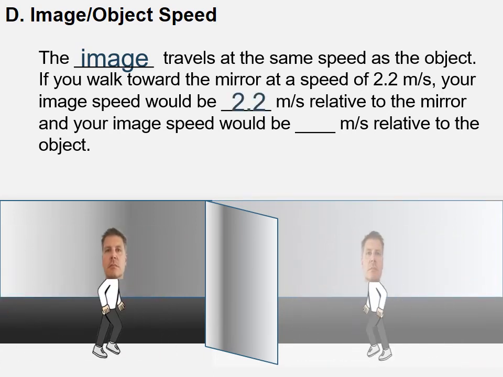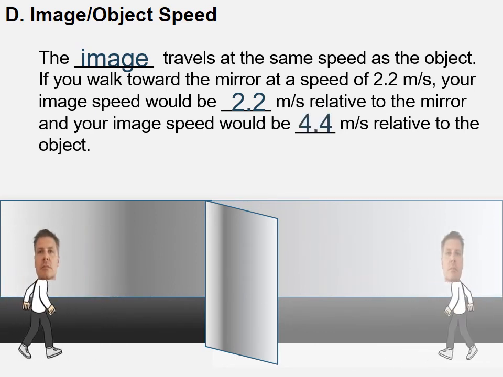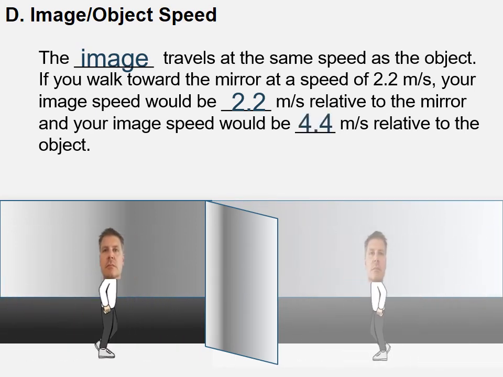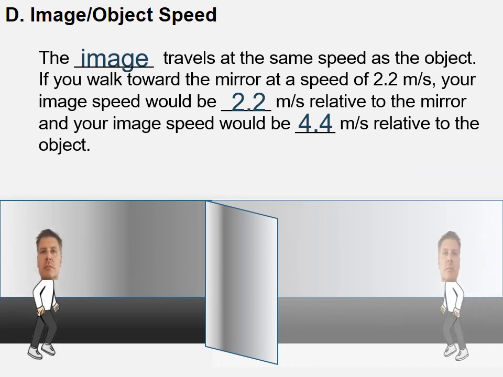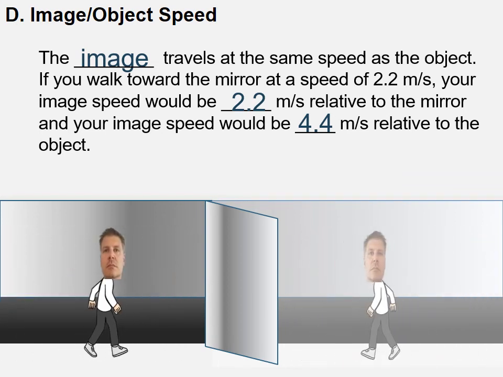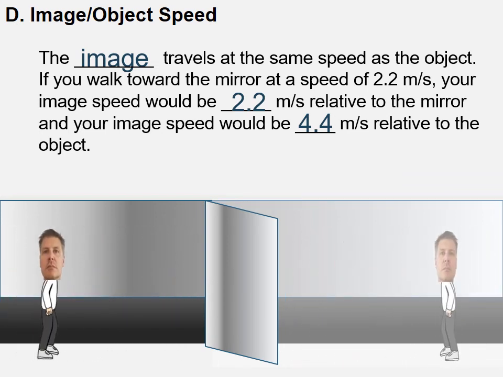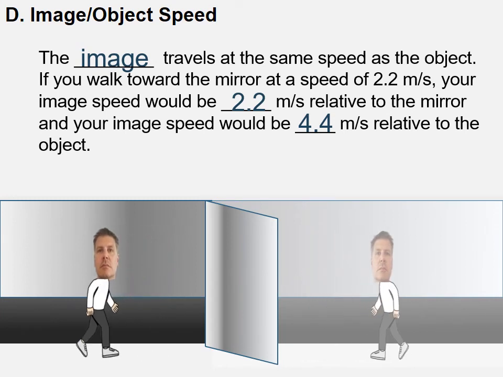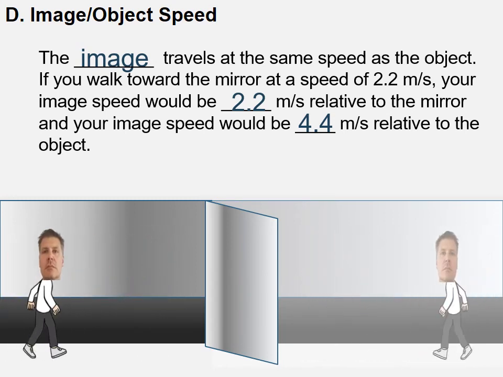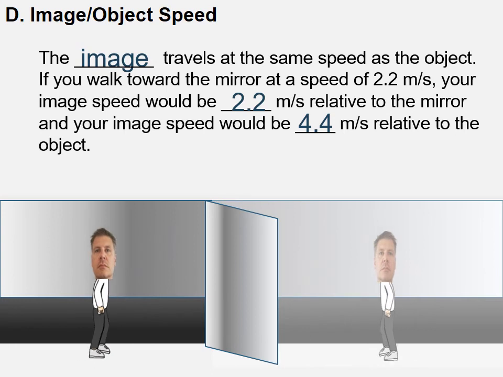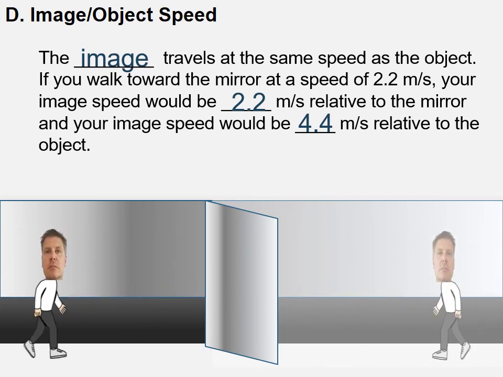And your image speed would be 4.4 meters per second relative to the object. Because if I looked in the mirror, I'm going towards the mirror 2.2 meters per second. The image is coming towards me at 2.2 meters per second. That means it looks like we're closing in at 4.4 meters per second. That is when we're traveling directly towards the mirror.